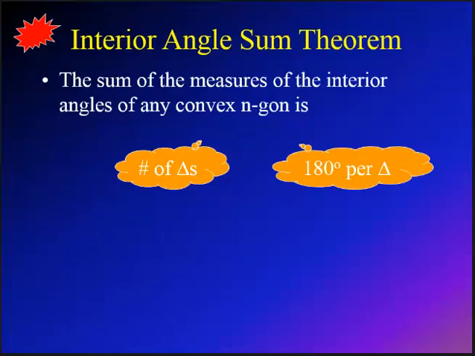So to sum it up, we actually have a theorem. It says the sum of the measures of the interior angles of a convex n-gon, any kind of polygon, is n minus 2, where n is the number of sides. If you subtract 2, it's going to give you the number of triangles, times 180. Okay, so let's do this again. If I had an octagon, you could draw it out if you wanted to.